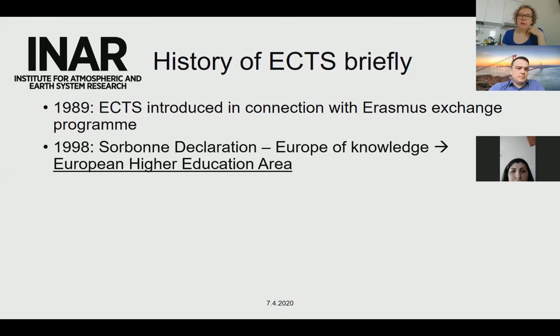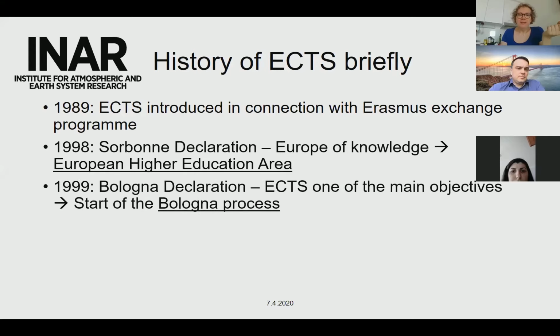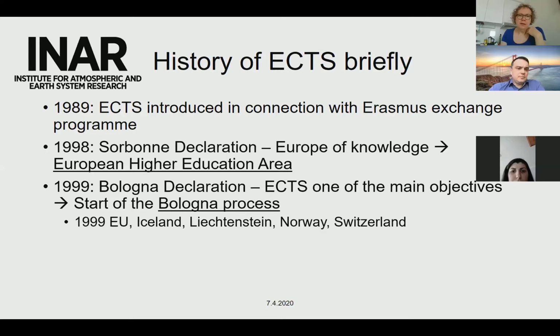That later on in the terminology changed to European Higher Education Area, which still exists as a term, and it is strongly related to the Bologna process, which was started 1 year later, back in 1999, with the Bologna Declaration. And all of these are tightly bound to each other. So basically the European Higher Education Area is the area where the Bologna process is in effect. And the Bologna process has ECTS as one of the main objectives and tools to harmonize higher education in this area.